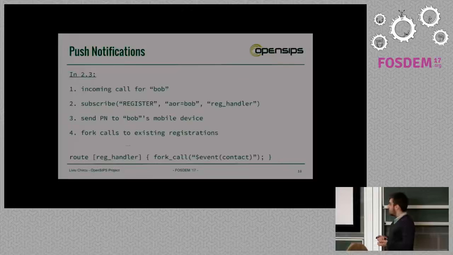So all of these issues are solved with the event-driven paradigm, because now, once the call arrives, we simply subscribe for this register event. Of course, we parameterize it a bit with Bob's AOR, and we install this handler. But also, of course, we launch the push notification, and we fork the phone call to the devices that are currently registered. And should the push notification actually work, we simply add some more branches, add the appropriate branches, and do it as many times as needed.